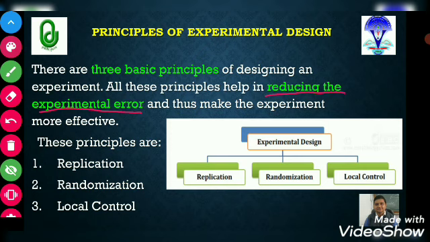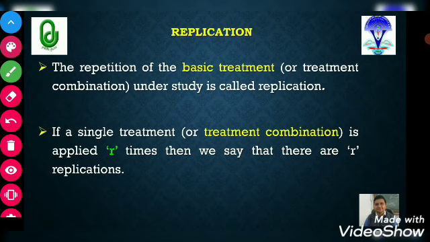So the three principles are replication, randomization and local control. These are the three basic principles of design of experiment. We will see each one of them one by one. So first of all, replication. Replication means repetition of the basic treatment.